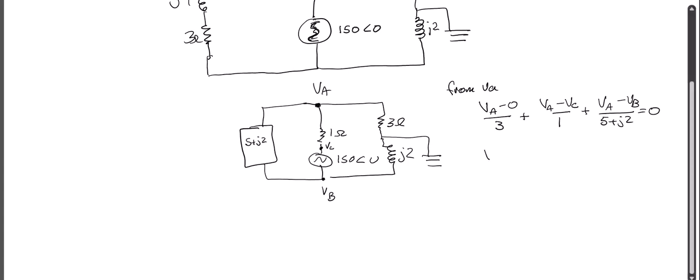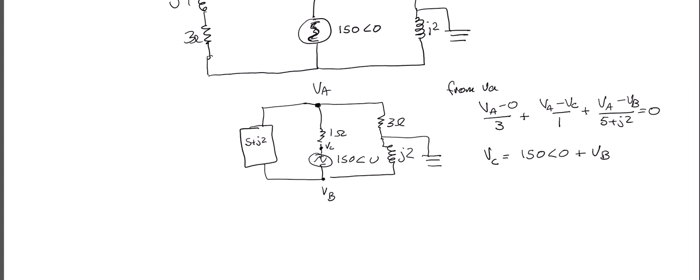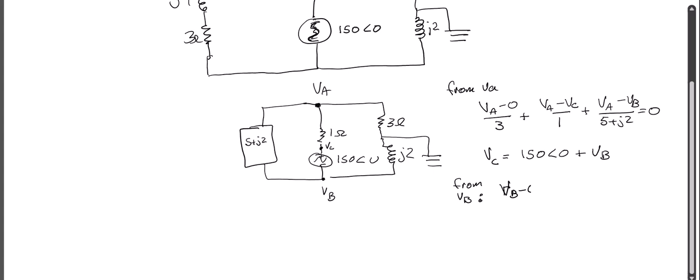And I also have that VC has to equal 150, and since it's angle 0, it's just 150, but I can put 150 plus VB. I didn't label it here, but that's plus and that's minus. So that side has to be 150 more than VB. And then from VB, I have VB minus 0 over J2, so that's going to the right.